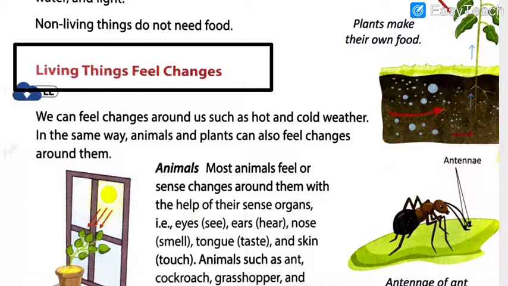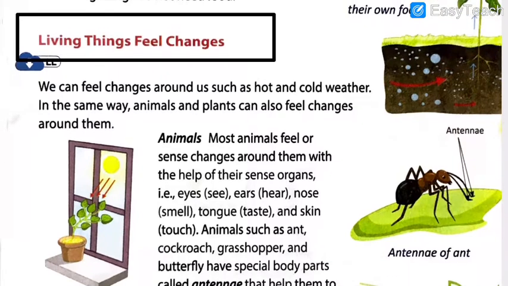Now what will happen if suddenly a hot cup of tea falls on your hand? You are going to feel hot, isn't it so? So you can feel the change, isn't it? So this is the concept of living things feel changes. Let us see in detail, read and understand.